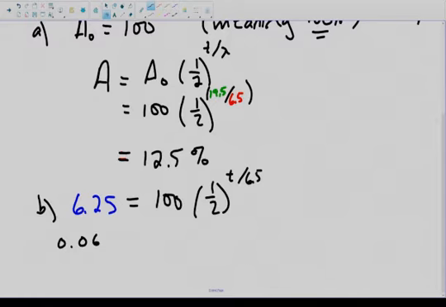Sorry, I'm thinking about something here. The 100's gone. And at this, I think this actually could be written as a fraction.